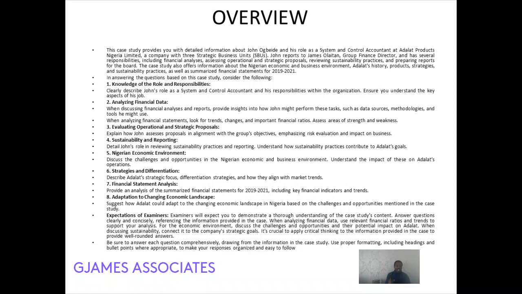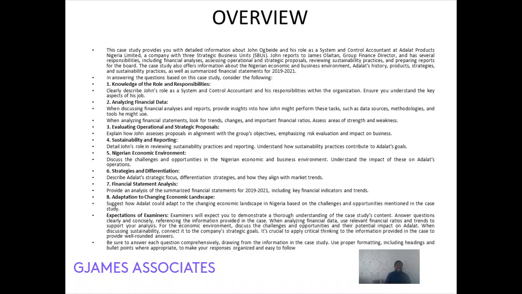Then the aspect of operational and strategic proposal, you need to evaluate it. And by evaluating, you must explain how John, or yourself, now you are John, your surname is John, your middle name is John. Take it like that. It seems a joke, but that is the reality, because you must approach case study as a problem solver. It is important that you put yourself into the case that you are actually studying. If not, some marks will be missing. You must come alive in it.